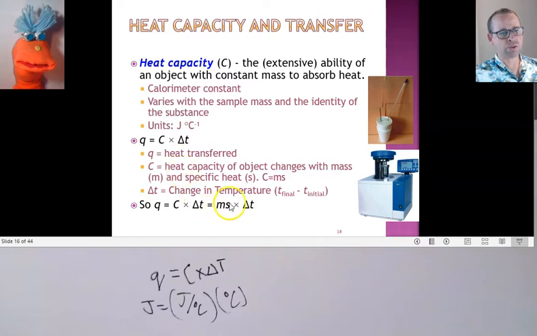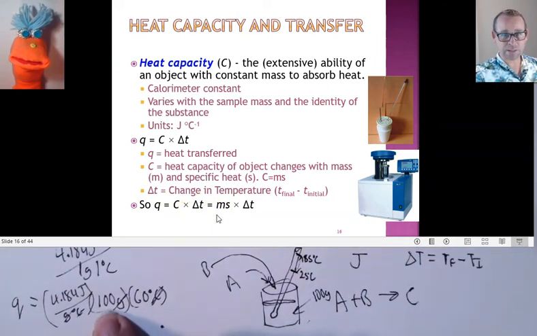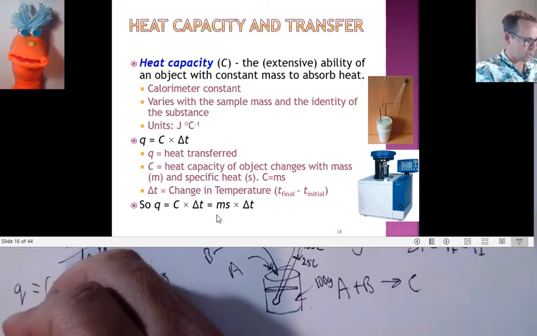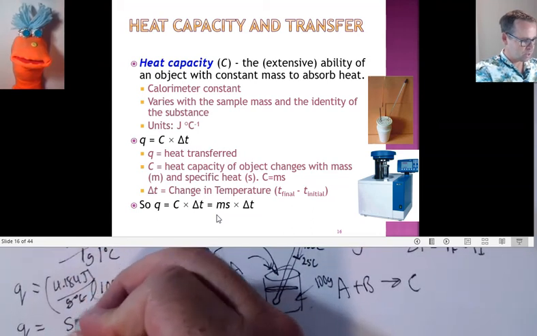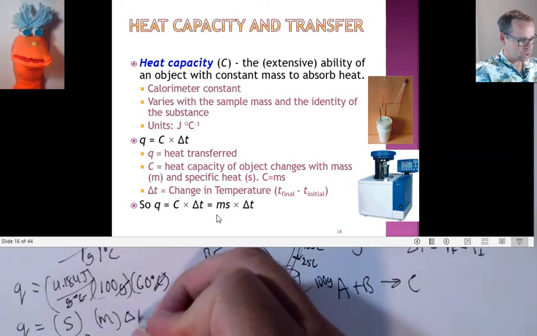if I want to replace my heat capacity with just a system of one chemical, like water, then instead of having the heat capacity times the change in temperature, like I did here, I can have the mass of my water. So this is the specific heat of the water. This is the mass, and this is the change in temperature. Okay, so what I have here is another way of identifying Q, which is the specific heat times the mass times the change in temperature.